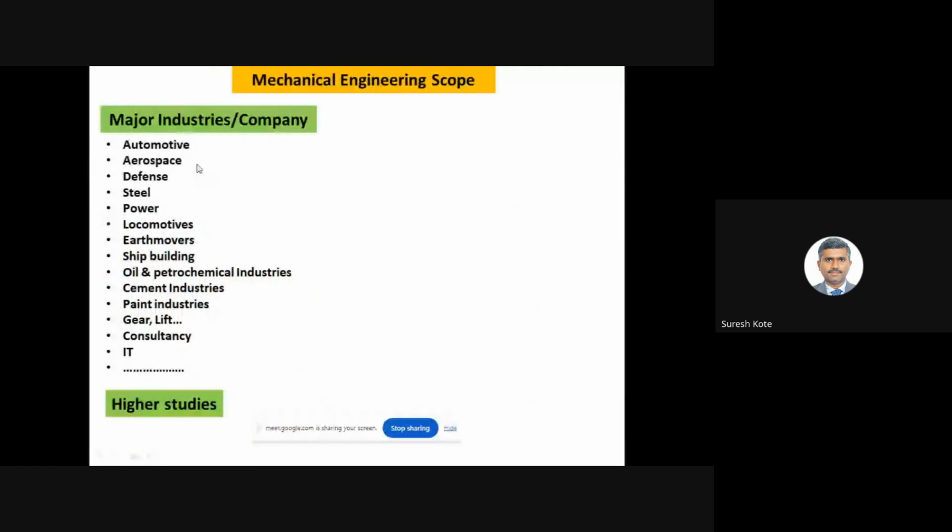Similarly, there is a lot of scope for mechanical engineers in the major industries such as automotive, aerospace, defense, steel, power, locomotives, earth movers, shipbuilding, next to oil and petrochemical industries, and cement industries. Similarly, there are so many, even small scale industries. Of course, they have scope for higher studies also.